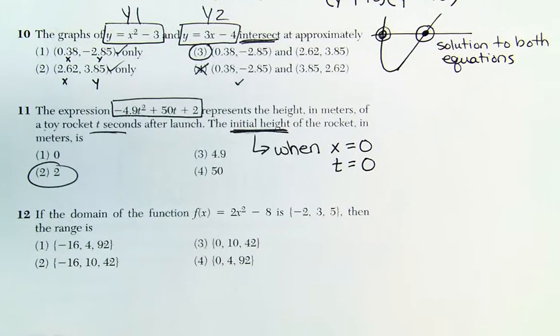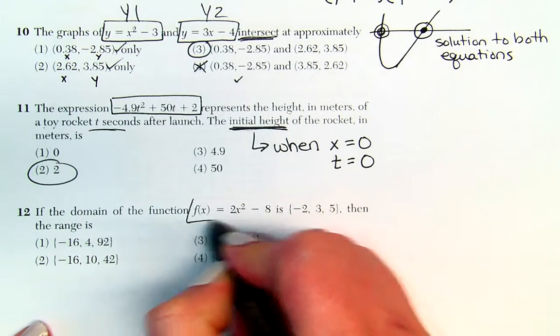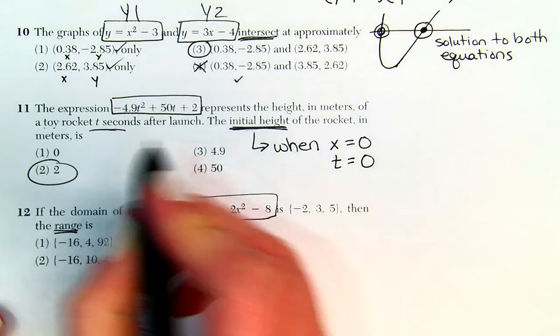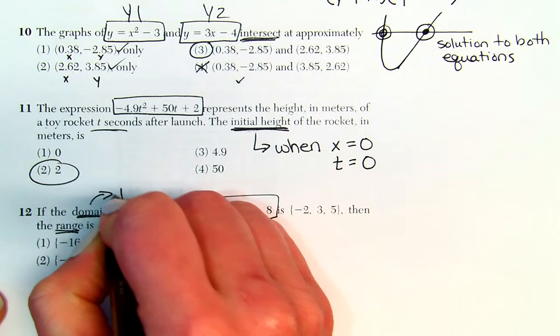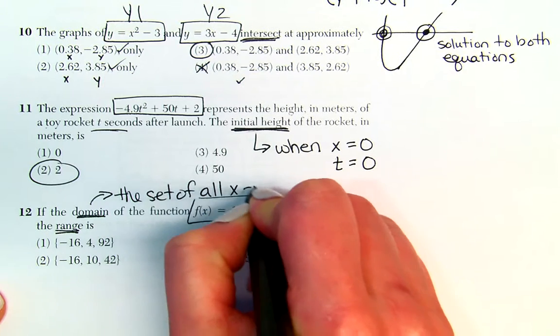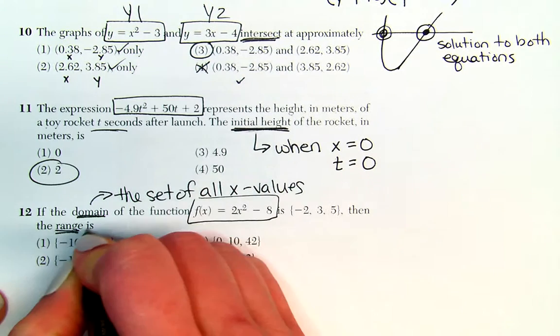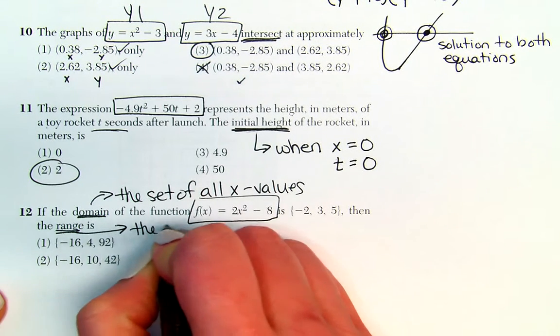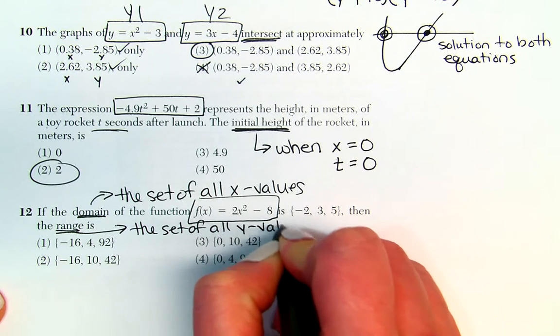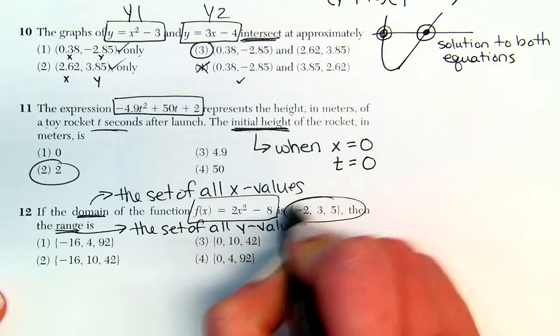Lastly, if the domain of the function, so here's our function, is negative 2, 3, and 5, then the range is, so domain is the set of all x values, and the range is the set of all y values after I've put in the x values. So these are all x's.